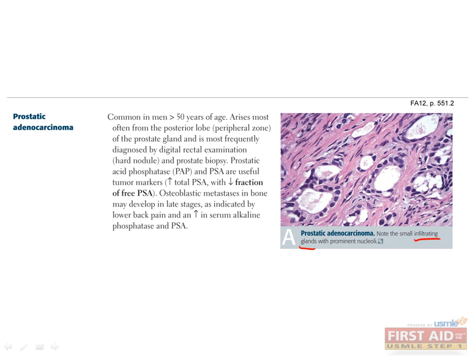As we mentioned earlier, PSA is the classic tumor marker for prostate cancer. Prostatic acid phosphatase is an older marker that was widely used until the 80s, when PSA took over as the preferred marker for diagnosis. As opposed to BPH, the ratio of free unbound to total PSA is decreased in patients with prostate cancer. By the way, where else would you see increased PSA?